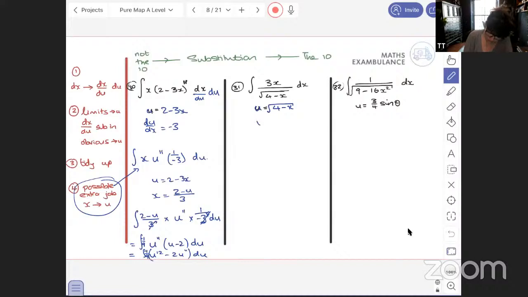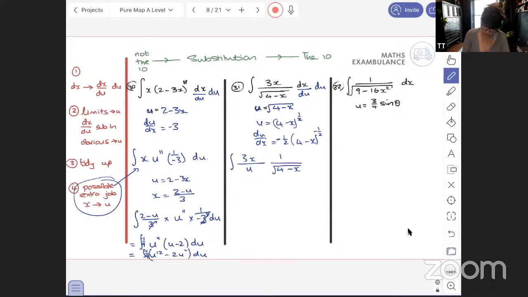Question 31, u is 4 minus x to the half. Oops, I didn't do it by du. So du by dx is chain rule, like that. Now I'm going to sub in. I've got 3x on the top. On the bottom, I have got u. Then I have got 1 over 4 minus x square rooted, that's just u. And I've got a minus a half as well. Let's just tidy this up a bit: 3x over u squared. There we go.